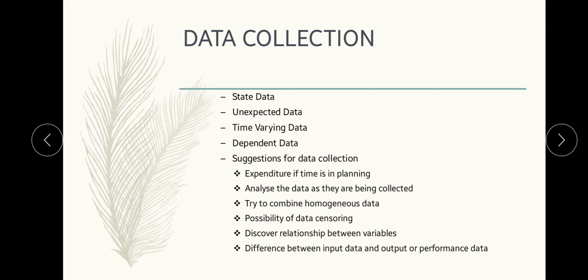For example, with time varying data, as the time changes, the values of the data may also keep on changing. That is time varying data. And if we see dependent data, the data we have obtained for a month may influence or result in the output of the next. So that is called dependent data. So there are necessities to be taken care of while collecting the data.